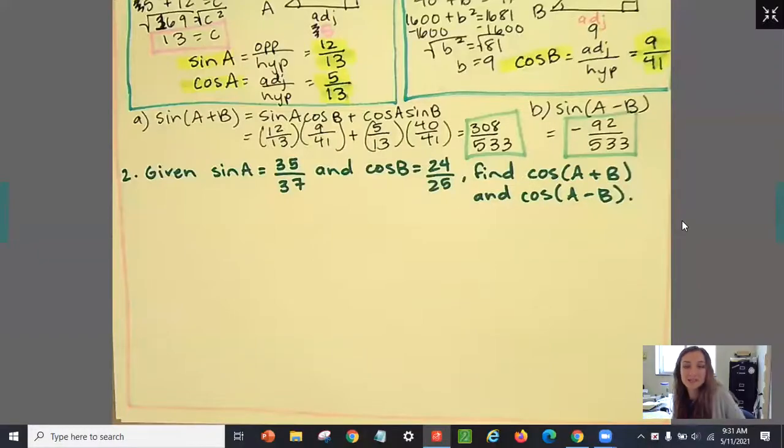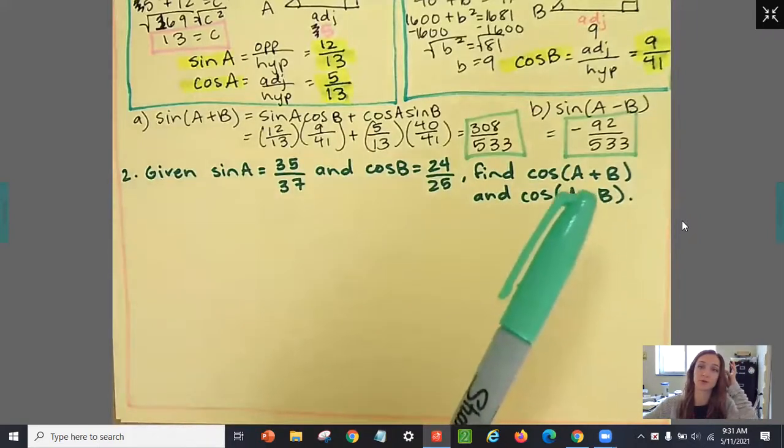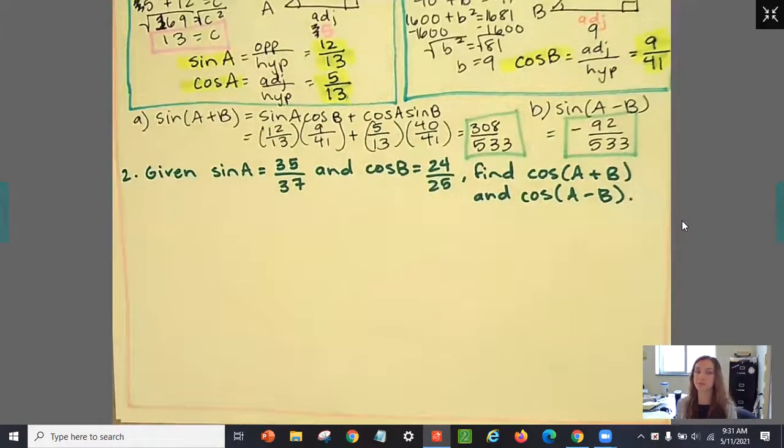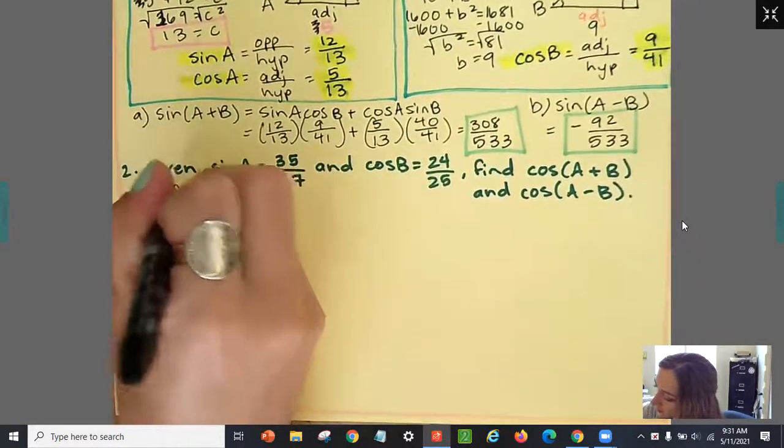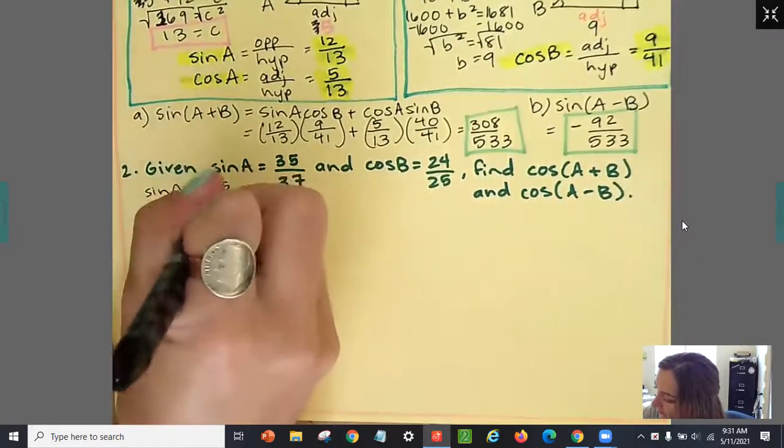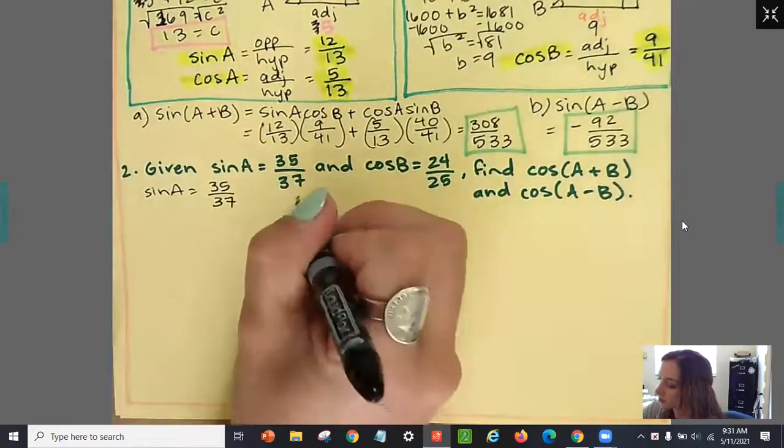Hello everyone. In this video, we're going to be doing an example of the cosine sum of difference formulas. So cosine of A plus B and cosine of A minus B. In this one, we're given that sine of A is 35 over 37. Okay, so we're going to go ahead and draw our figure.